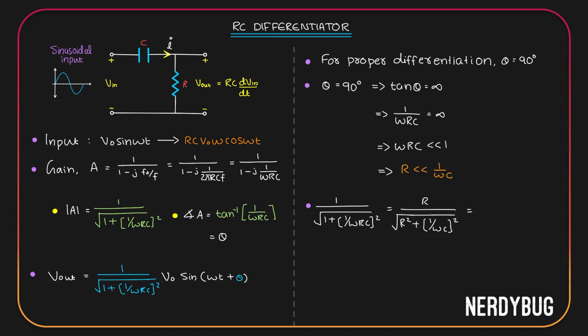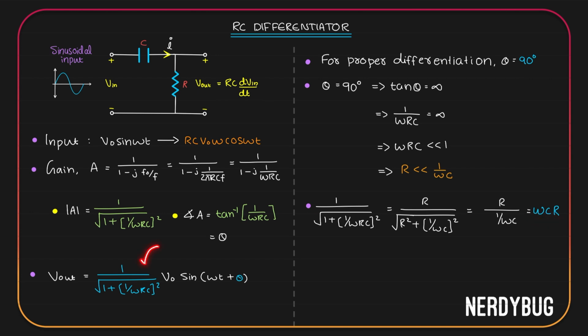So the magnitude becomes R divided by root of 1 by omega C square. But root of 1 by omega C squared is 1 by omega C. This is R by 1 by omega C. Let's bring omega C to the numerator. It becomes omega C R. So for the high pass filter to be a proper differentiator, phase of the gain should be 90 degree, magnitude of the gain should be omega CR.